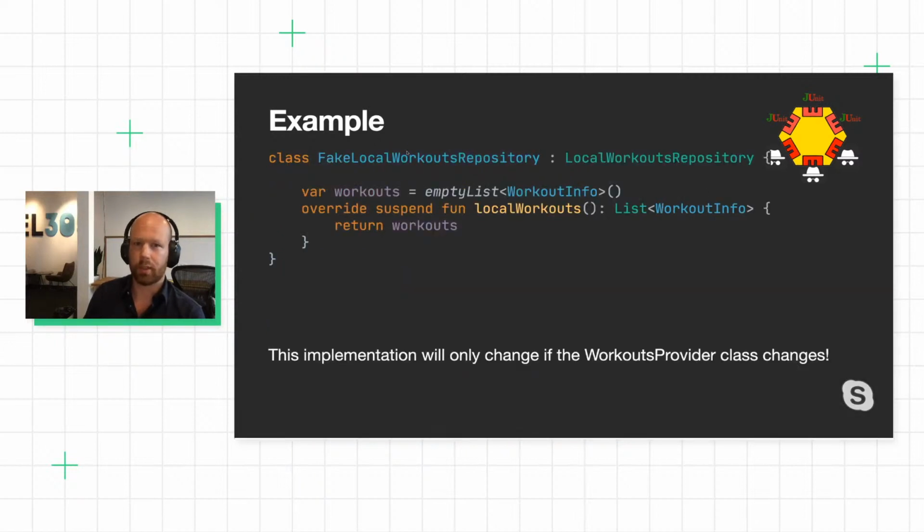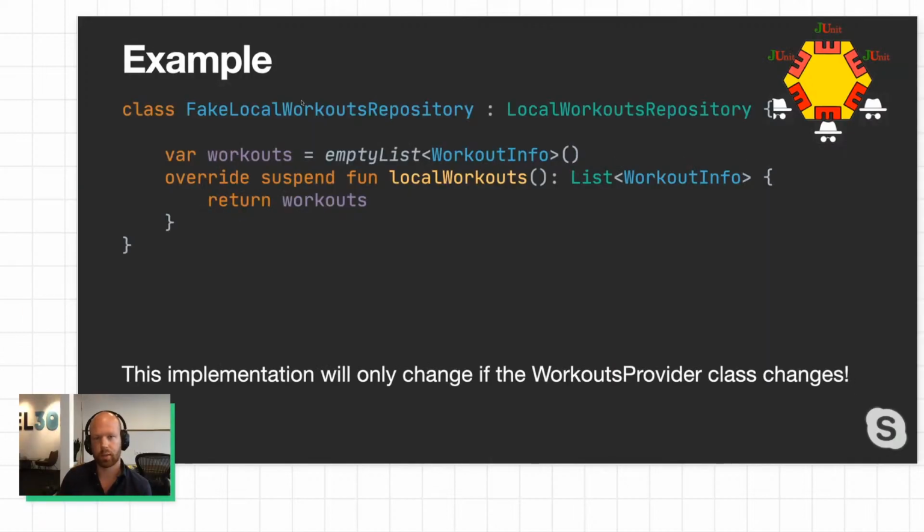We can now really easily implement this local workouts repository as a fake. Just like before, we have an empty list local property that we can return for the local workouts function, and we can easily swap the actual value out in our system and the tests. And the cool thing about this is that this implementation will only change if the workouts provider class changes, maybe, but it will never change because the database is changed or the way workouts are stored changes or something.